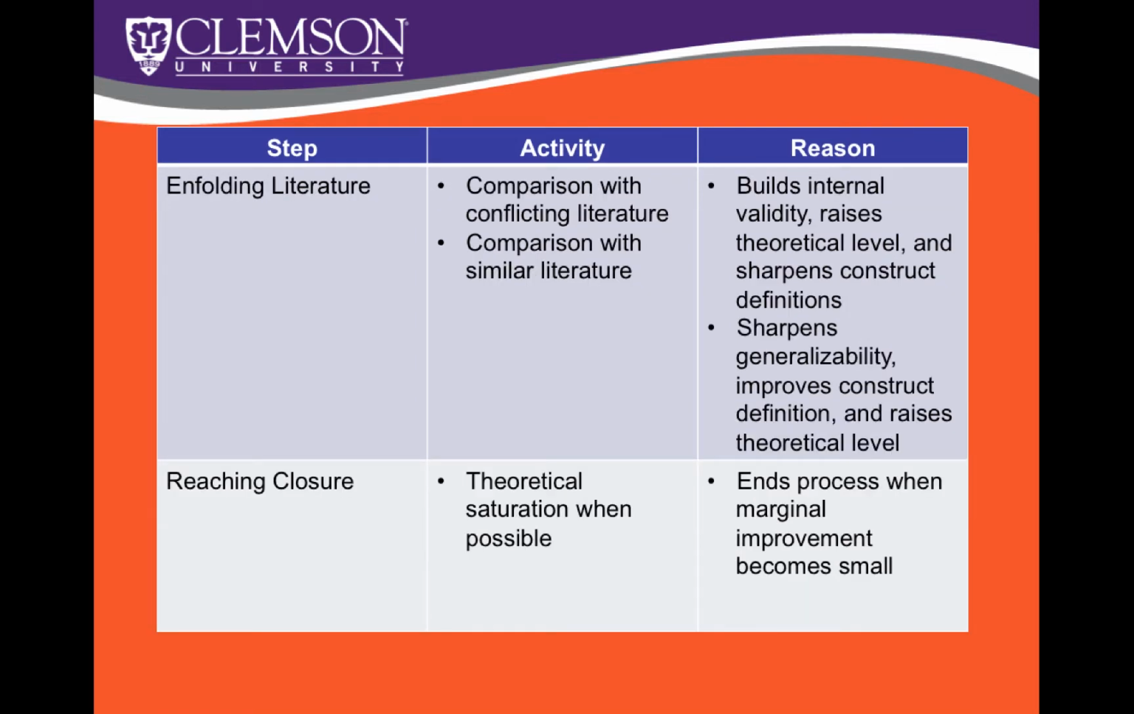The seventh step is enfolding literature. So here the activity is comparison with conflicting literature and comparison with similar literature. It's very important to look at both of these. The reason here is that it builds internal validity, raises theoretical level, and sharpens construct definitions. It sharpens generalizability, improves construct definition, and raises theoretical level.